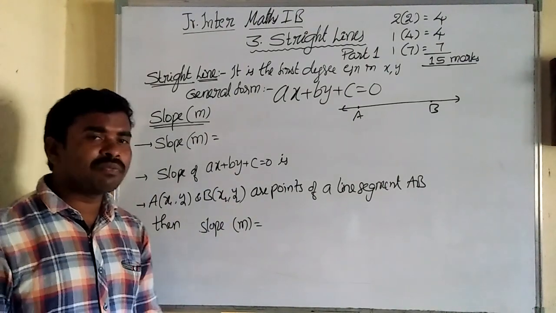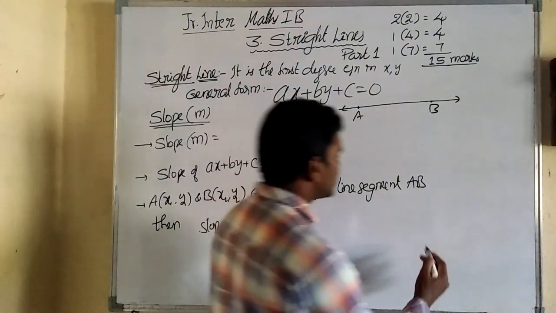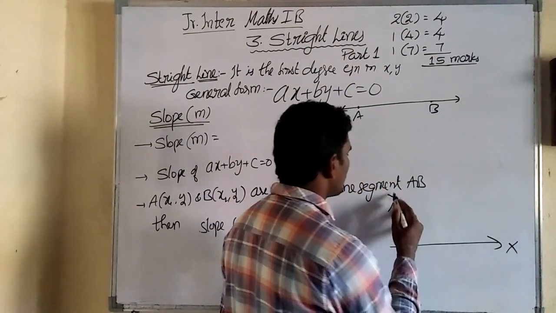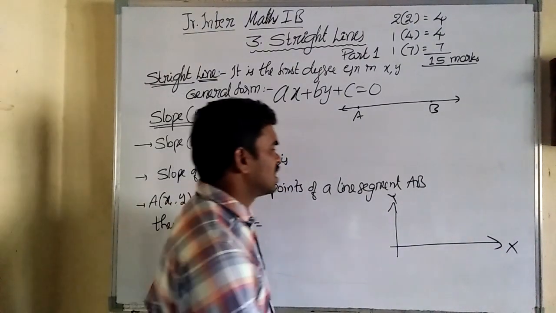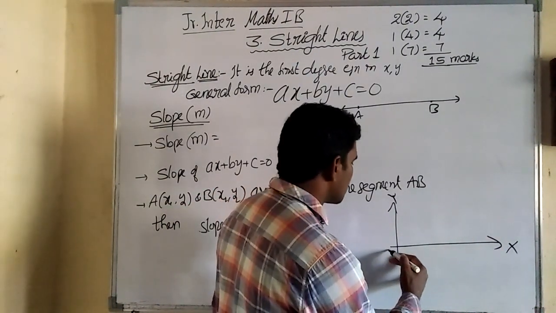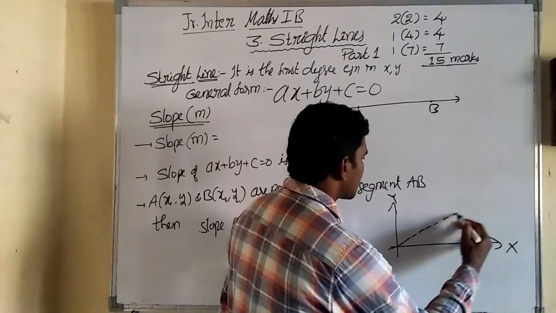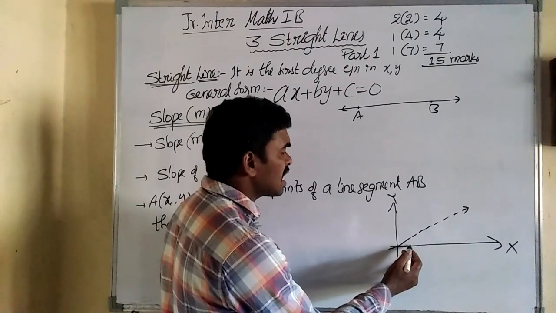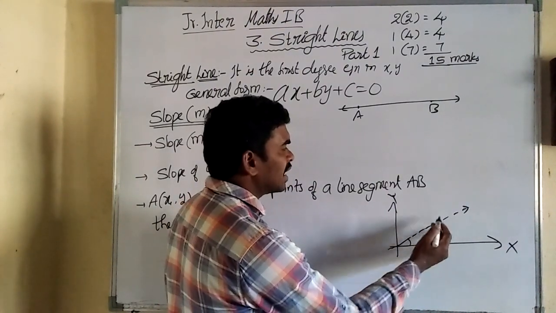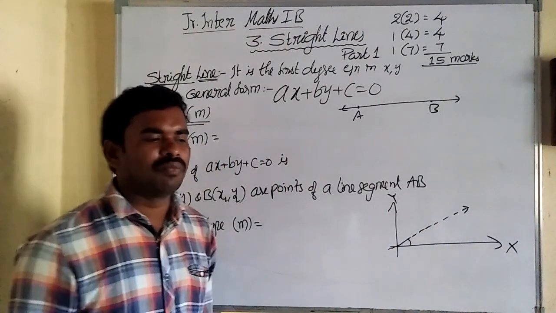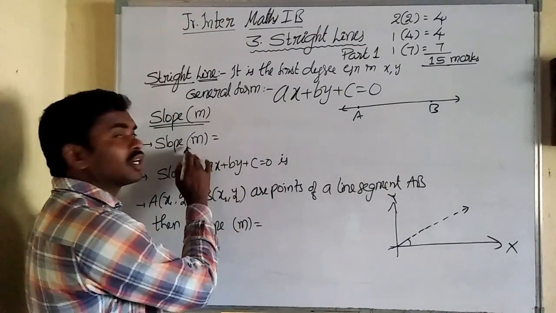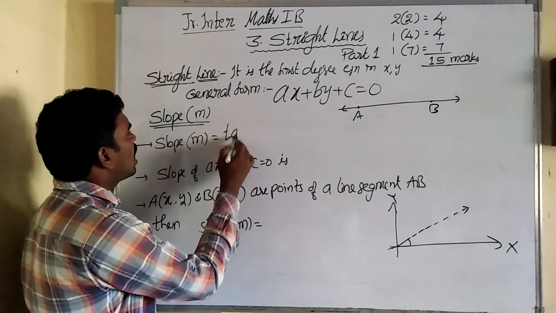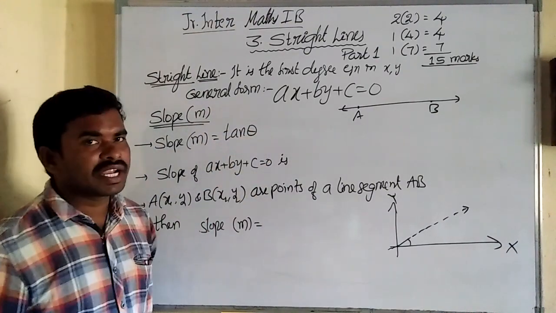Before that, what do you mean by slope? Slope means, it is an x-axis, it is a y-axis. Suppose a line is there, for example a line is taken from here like that. The angle between the positive direction of the x-axis and the given line is called the slope angle. Generally in trigonometric functions we define the slope as tan theta. What is the slope? Tan theta.